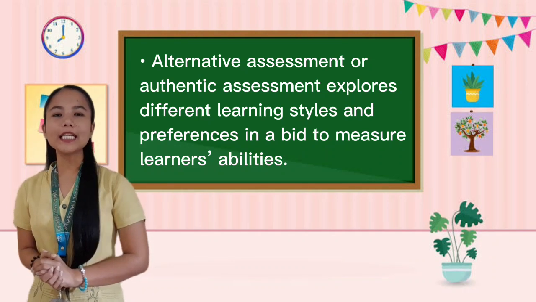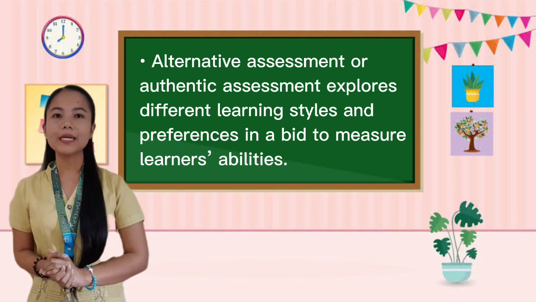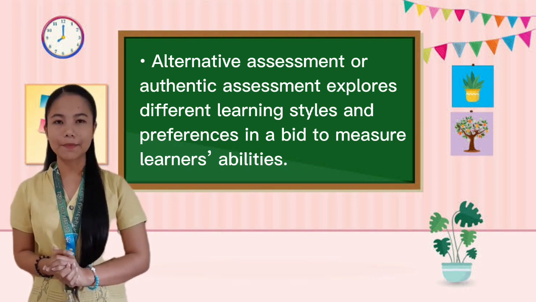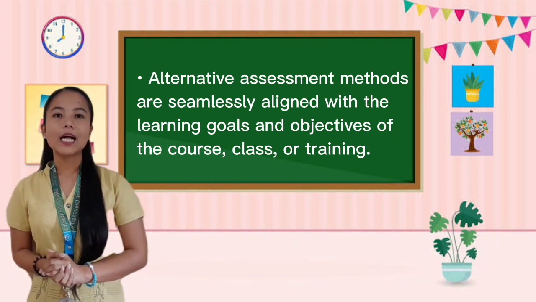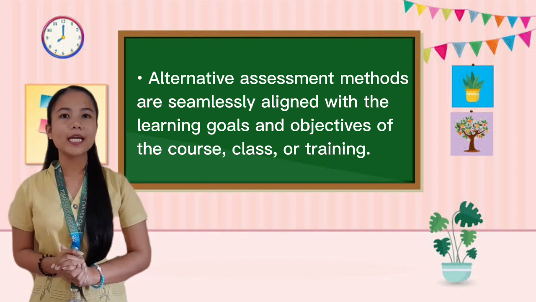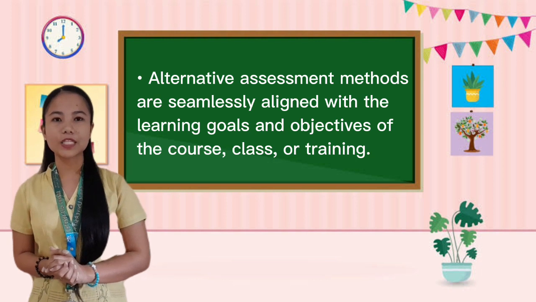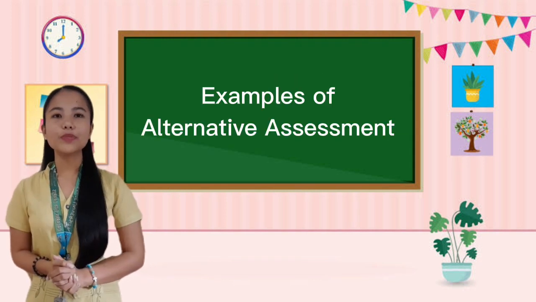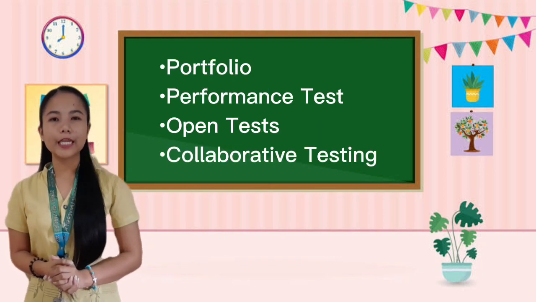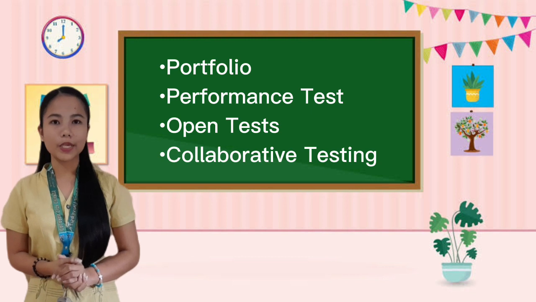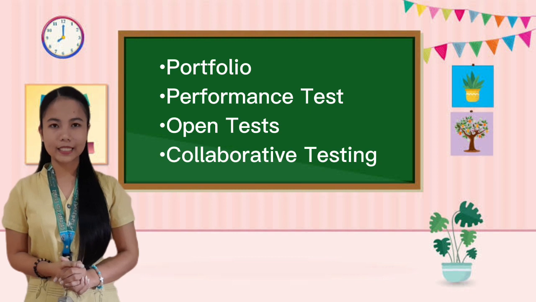And next is alternative assessment or authentic assessment explores different learning styles and preferences in a bid to measure learners' abilities. And the last characteristic of alternative assessment is alternative assessment methods are seamlessly aligned with the learning goals and objectives of the course, class, or training. Let's move to the examples of alternative assessment. The examples of alternative assessment are portfolio, performance tasks, open test, and collaborative testing.